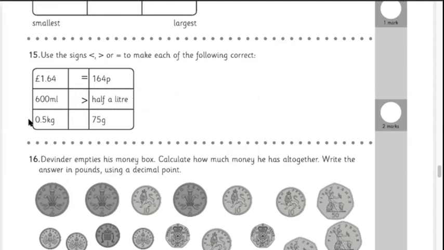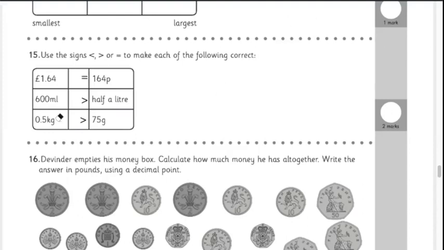Now, 0.5 kilograms, that's half a kilogram. There are 1,000 grams in a kilogram. So half of 1,000 is 500. So we know that 500 is way more than 75. So that is correct.